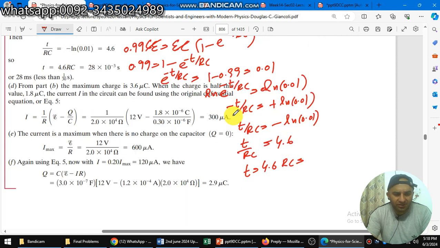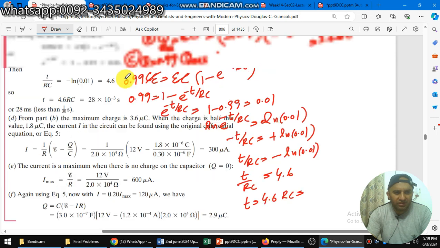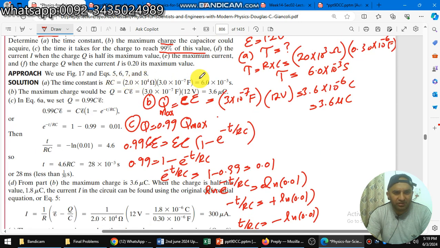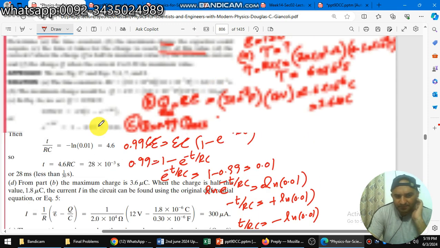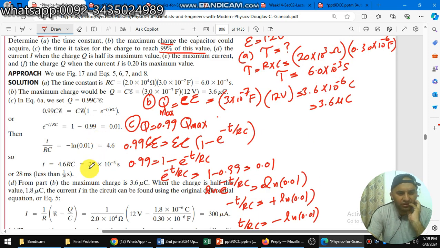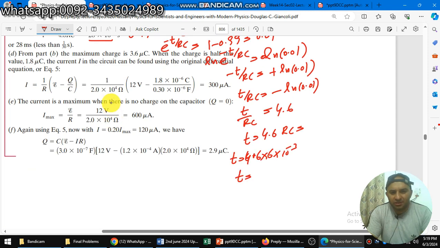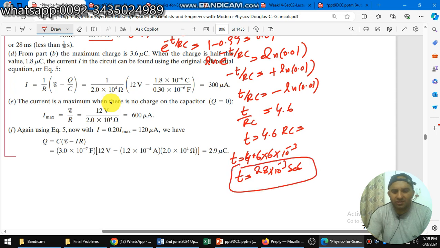We know the product RC is 6 into 10 to the power minus 3. So t is equal to 4.6 into 6 into 10 to the power minus 3. So we get t is equal to 28 into 10 to the power minus 3 seconds. So this is a very small time, 28 millisecond.